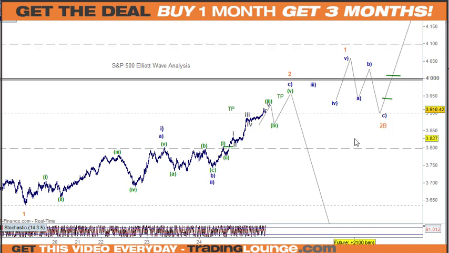So we're going to see if we get a long trade set up across this level here. That's pretty much it, really. We're just trying to keep it as simple as possible. Let's see if we get 5 waves up or 3 waves up. That's always been the thing.